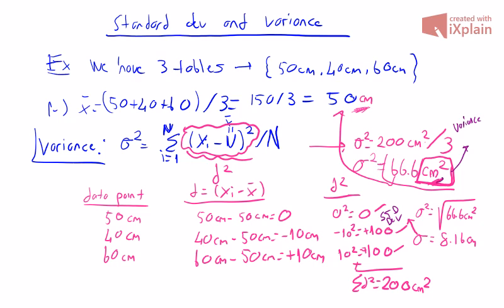And the variance is in a different unit than the mean's unit, because the mean's unit was centimeters and this is centimeters square. But the standard deviation's unit is in centimeters. So it looks like we have a winner here, right? This is our winner because this unit, which is in centimeters, is the same as the mean's unit, which is in centimeters as well.